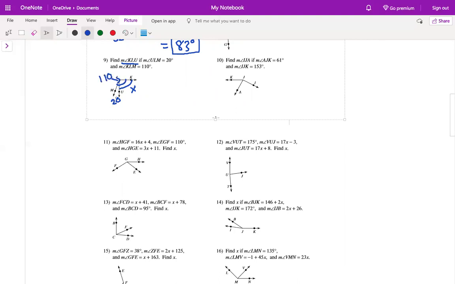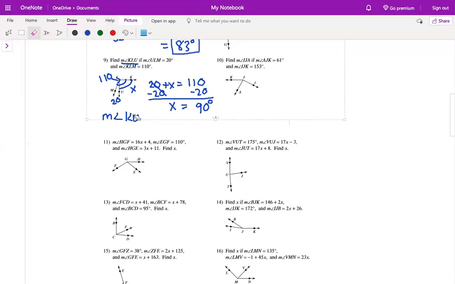So we know that the measure of the two smaller ones give us the measure of the larger one. So let's write an equation. So we have 20 plus x has to add up to 110. So to find out what our missing angle is, we can subtract 20 from both sides. So 20 minus 20 is just 0. Bring the x down. 110 minus 20 is 90. So x equals 90 degrees, which means that the one that we're missing, the measure of angle KLU, I'm missing a letter.